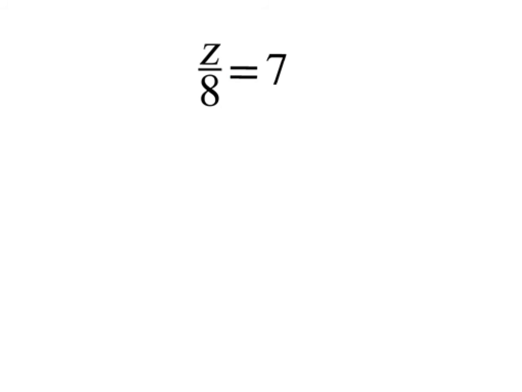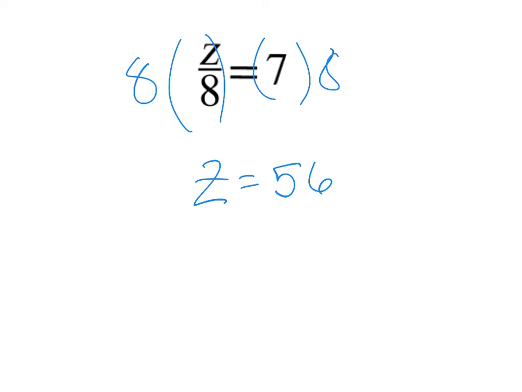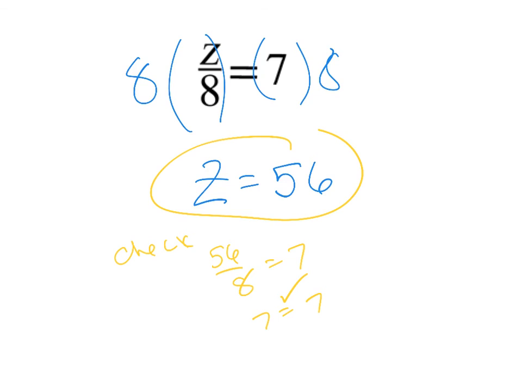Okay, you do this one by yourself. Hit pause. Z equals 56 on both sides. So I need to see that step in addition to the answer. You should check it. Most of these you can check in your head. If you don't show your work, it is a 0.